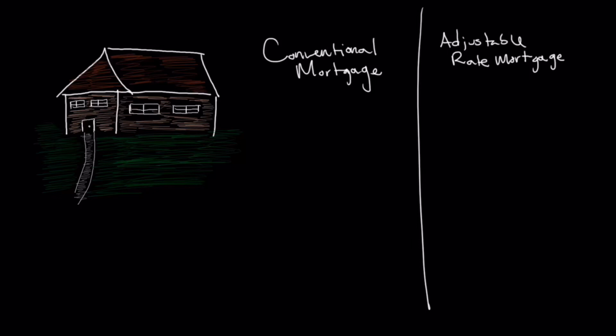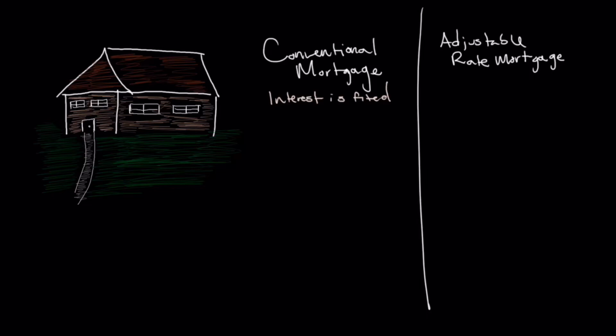Starting with a conventional mortgage, I mentioned that 90% of borrowers opt for a fixed rate loan, or a conventional mortgage. And the reason is because your interest is fixed for the life of the loan, so you don't have to worry about your payments adjusting.